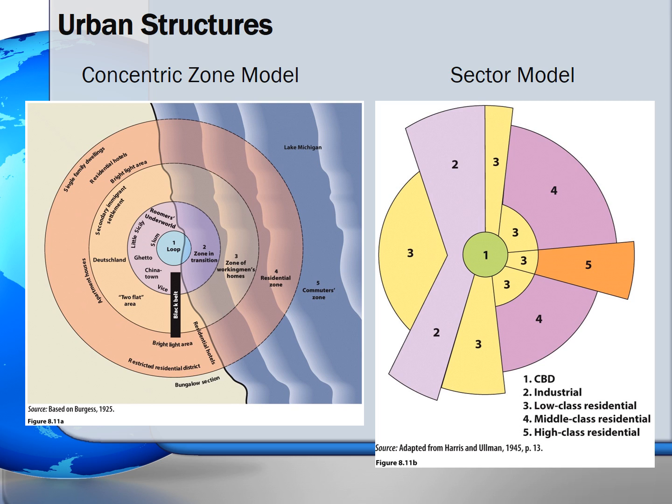Hoyt's sector model placed greater emphasis on the role of transportation in the development of industrial sectors, which follow rail or river routes, for example, but high-income residential sectors also tend to grow in proximity to the fastest transportation routes as well. Filtering occurs as the well-to-do move into new homes and their vacated homes become available, or filter down, to the middle-income households. Middle-income homes also filter down to low-income households.